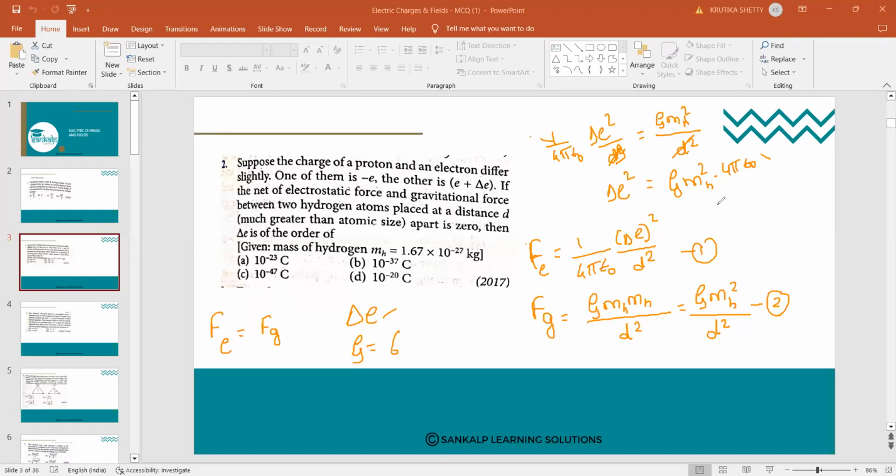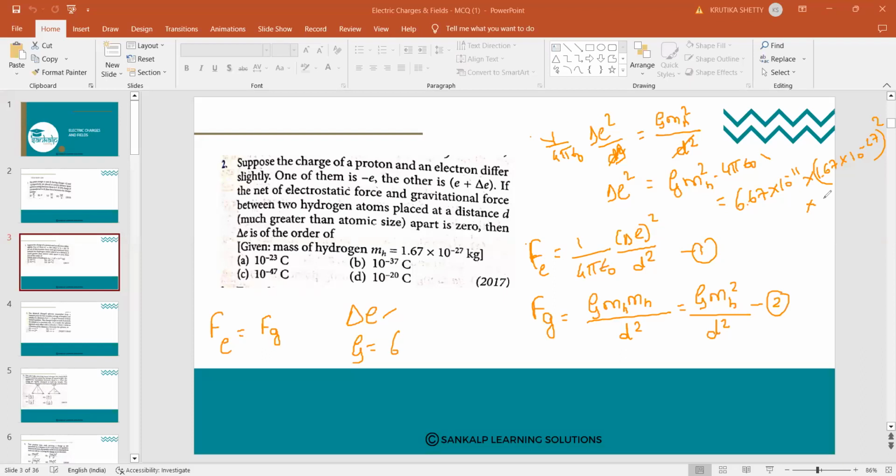Okay, so G value is 6.67 into 10 raised to minus 11. Next, mh. So mass of hydrogen is nothing but what? Mass of the proton. It is 1.67 into 10 raised to minus 27. So therefore it will be square of 1.67 into 10 raised to minus 27, squared, into 4 pi epsilon naught value.